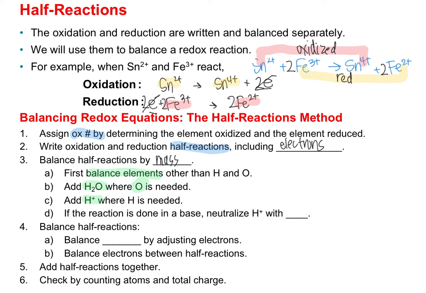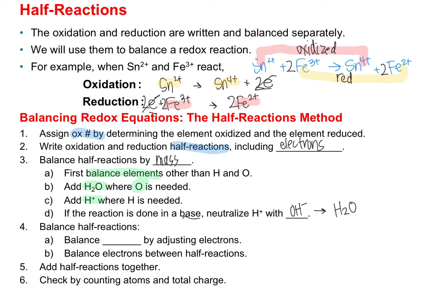The last step here is if you're doing this in a basic solution, then you're going to neutralize your hydrogens with hydroxides since you have an excess amount of hydroxides. And we know that that will end up forming some more waters. So you'll put hydroxides on both sides in order to balance out the hydrogen ions. Then we'll balance, once that is done.